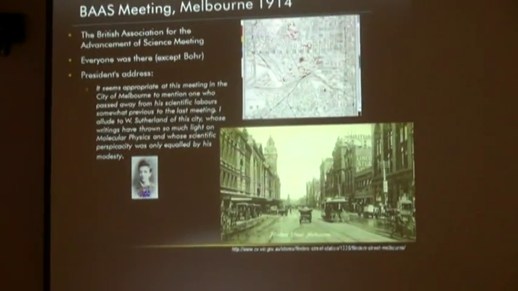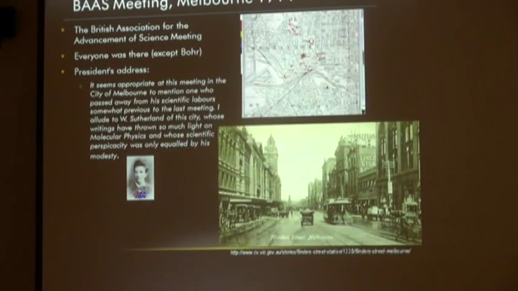There had been precedents for this association meeting elsewhere in the Commonwealth. It had met once before in Canada. Most of the other years it had met within the UK somewhere. But in 1914 it met here in Melbourne. And in the physics department here in Melbourne, a briefing for the scientists was arranged by Sir Ernest Rutherford to tell us all about the Bohr atom.